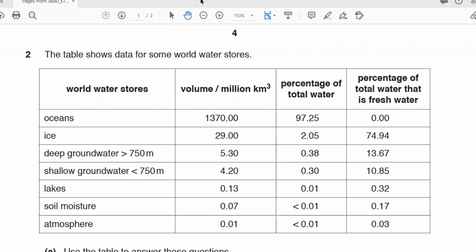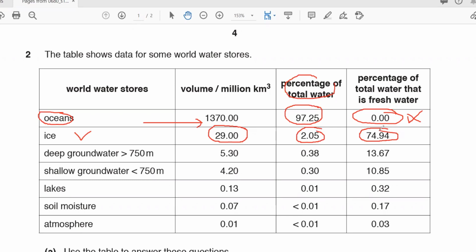Here you can see the oceans. They are saying that in the oceans you have this much water, and if you take the total percentage of the water, it will be 97%. Okay. So here, is there any fresh water? No. Ocean water is not fresh water. Then in the form of ice, this many million kilometers, then this is the percentage of the total, and this is the freshwater total percentage.